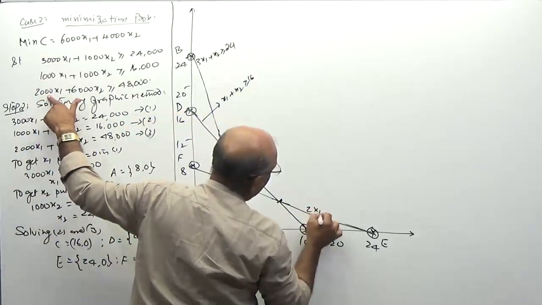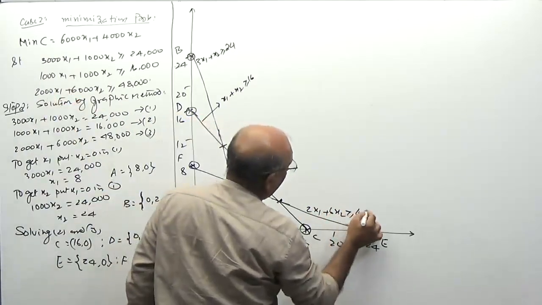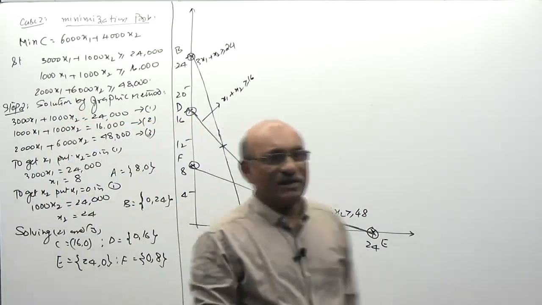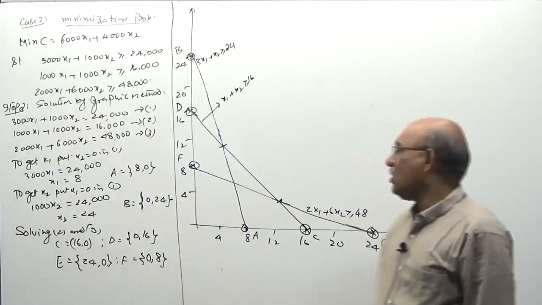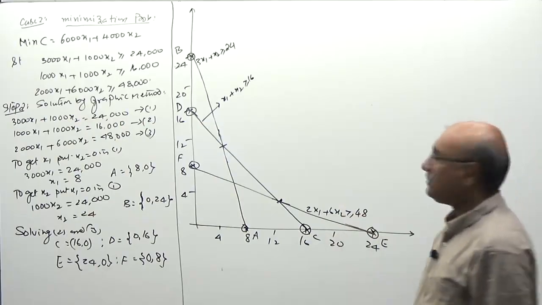Means 2x1 plus 6x2 greater than or equal to 48. 1000 is taken common, sir. I am expressing capacity in thousands, so that is not represented on this one.